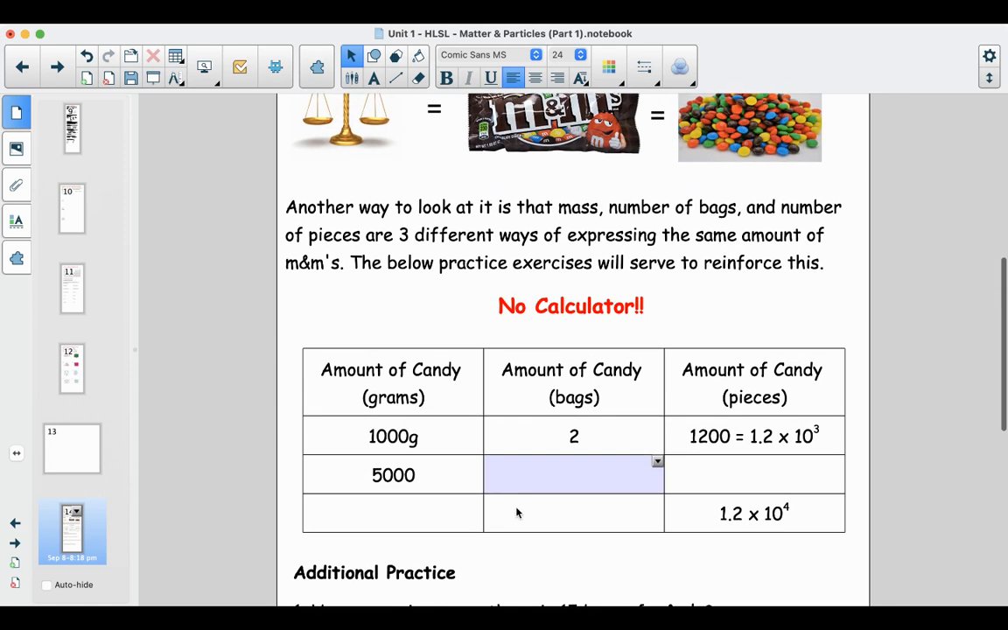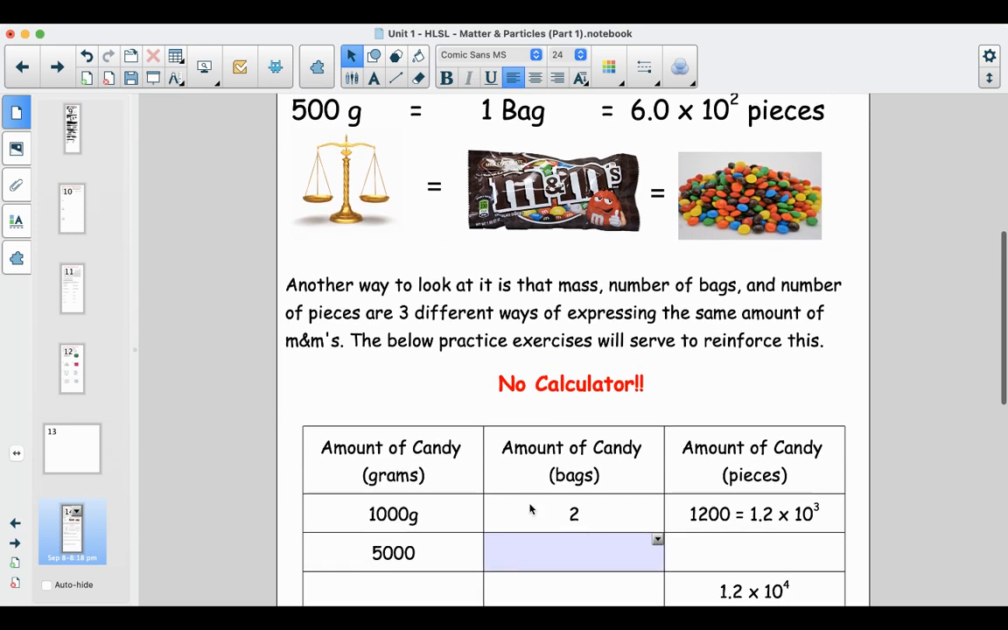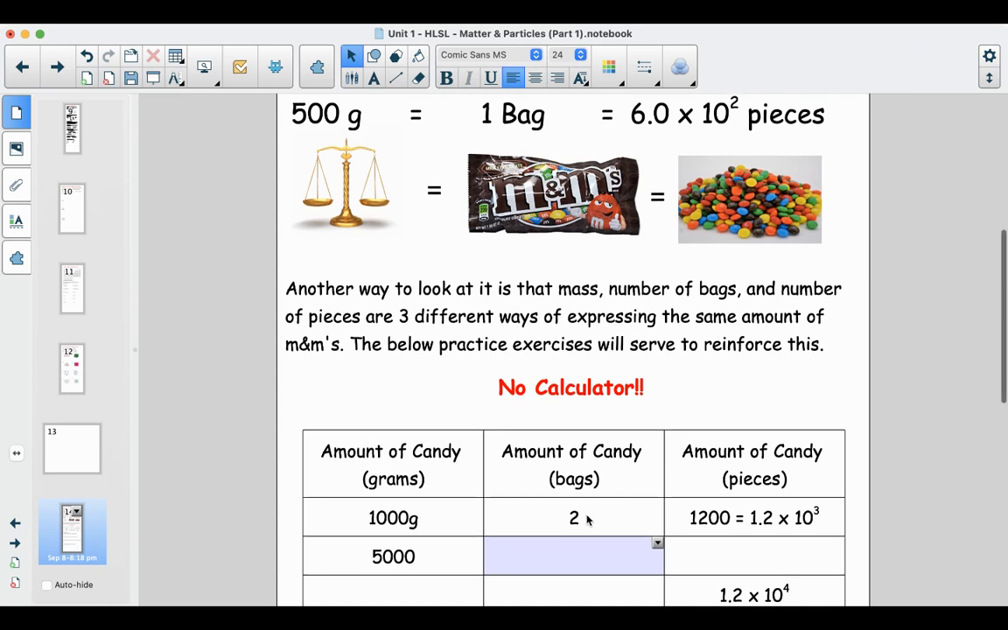We should see that when we start with the bags, when I want to know the number of grams, I'm multiplying by what the bag weighs. So I did 2 times 500. And when I went to the number of pieces of candy, I also multiplied. I did 2 times the number of pieces in the bag. So 2 times 600 gave me 1,200.